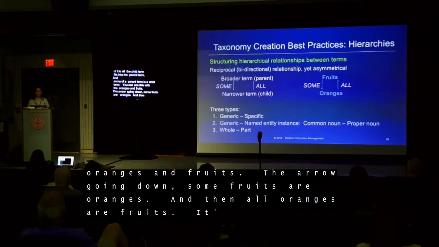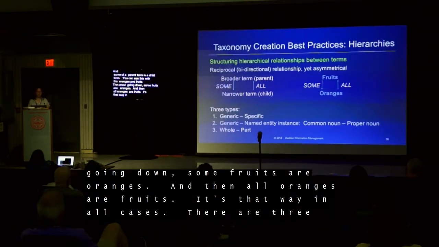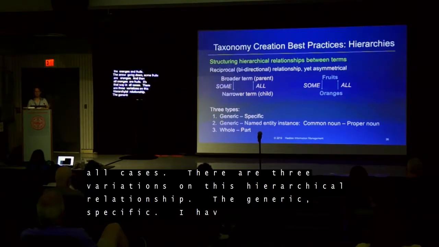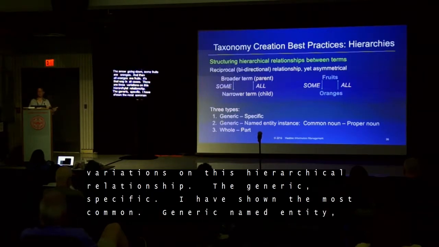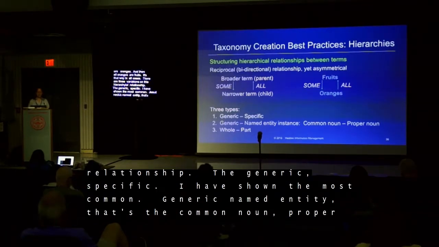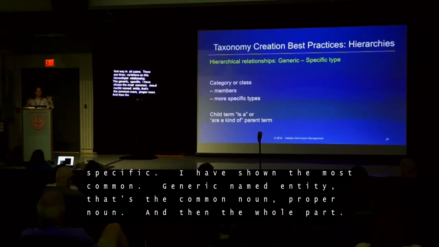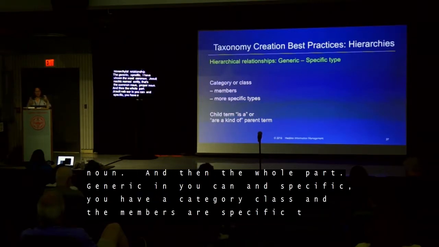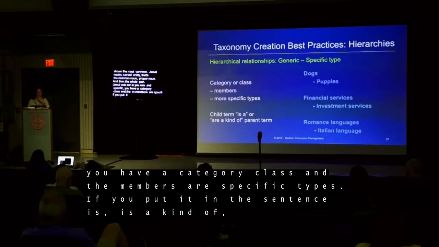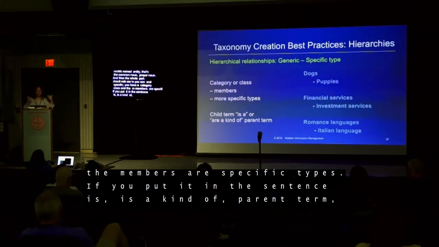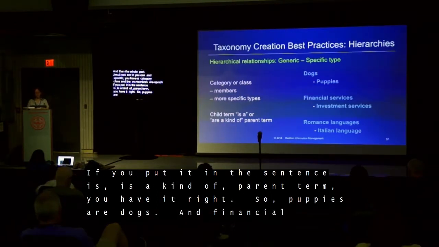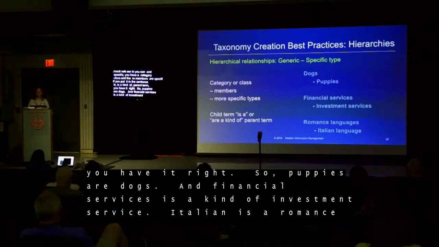All right, there are three variations on this hierarchical relationship: generic-specific, as I've shown you, the most common; generic and a named entity, a variation like common noun and proper noun; and then the whole-part. So generic-specific is when you have a category, a class, and its members or more specific types. And a child, if you put it into the sentence, is a, or is a kind of, parent term, then you've got it right, or, if plural, then are. So puppies are dogs, and investment services is a kind of financial service. Italian is a romance language. So that's your way of validating.